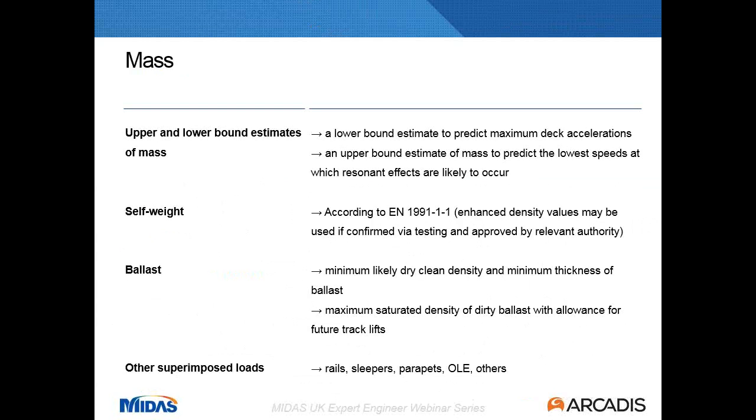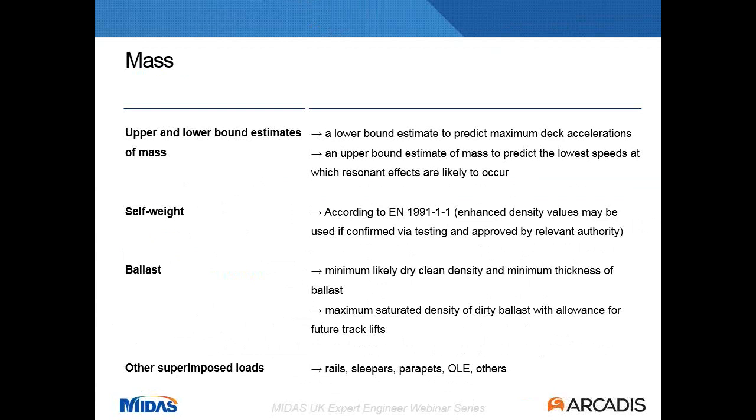When we are talking about mass, it gets a little bit more complex because you need to consider lower bound and upper bound of mass. The lower bound will help you to estimate the maximum accelerations in your bridge, and when you're using the upper bound, that's going to help you to define the lowest speeds at which you can get resonance in your bridge. So you have to run two different scenarios with two different masses to make sure that you're covering every possible situation.